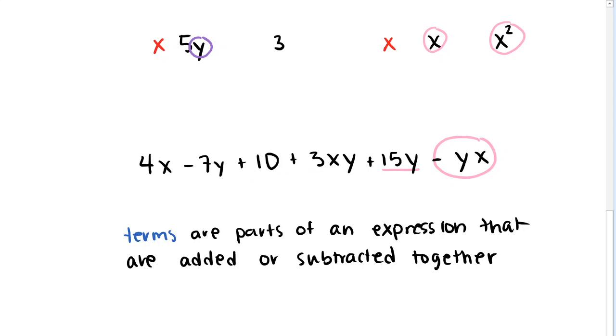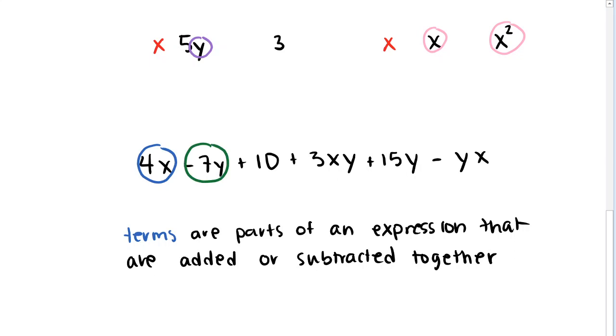What else did I want to talk about? Oh yeah, let's continue this idea of like terms. If I look at 4x, are there any like terms with 4x in this expression? Well, I look all throughout, and there's this 3xy. That's not a like term with 4x, right? Because there's this extra factor of y here, whereas the first term, 4x, doesn't have a factor of y. So these are not like terms. Let me keep looking. 15y, minus yx, no, there aren't any like terms with 4x.